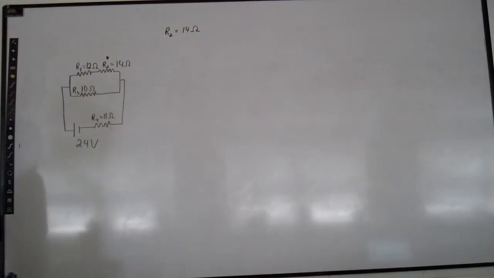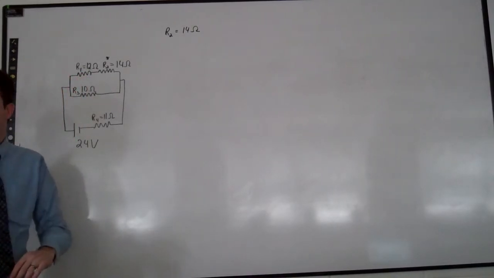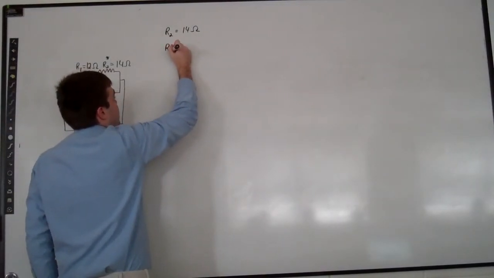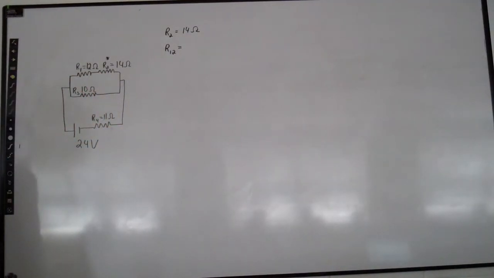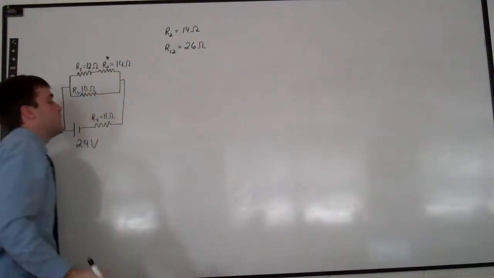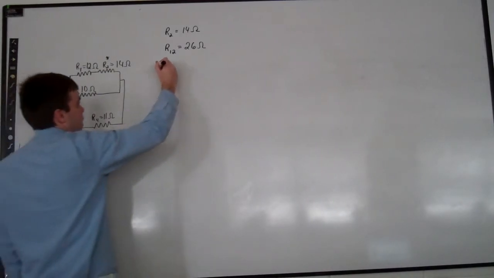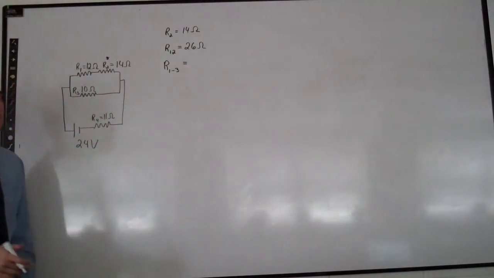What's our next step going to be? Find a parallel. Find R12. Does everybody understand why we're doing that next? We're going to find R12. And since we're just adding those together, what's that equal? 26 ohms. Now what's the next step? I'm just going to say R1 through 3. That's going to be 1 over 26 plus 1 over 10.